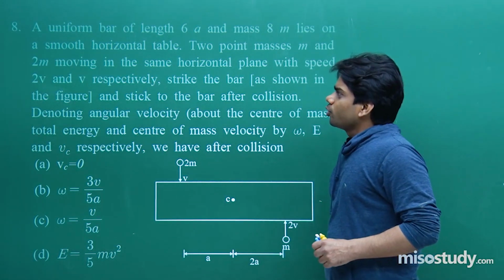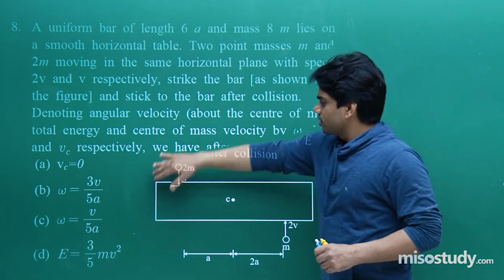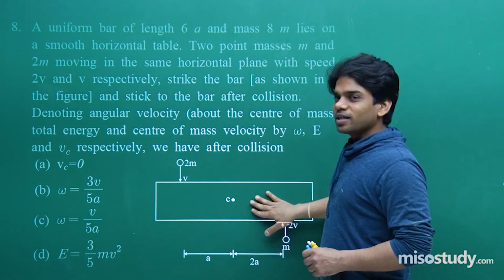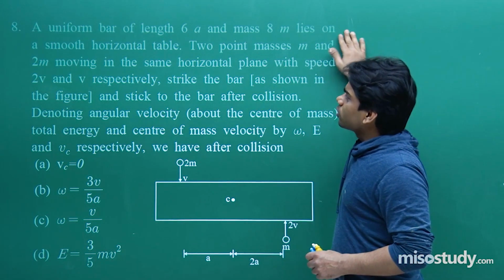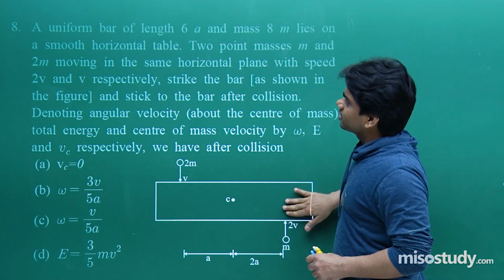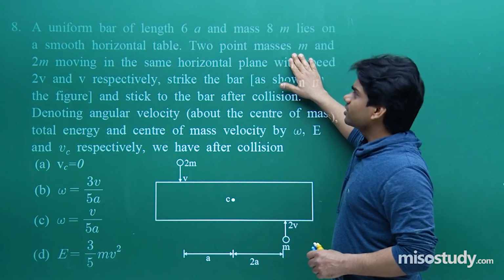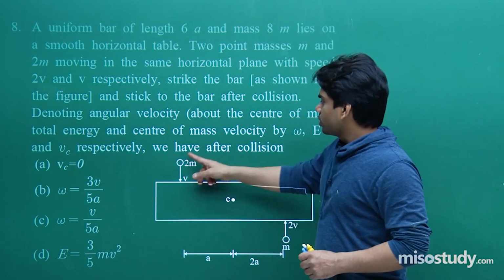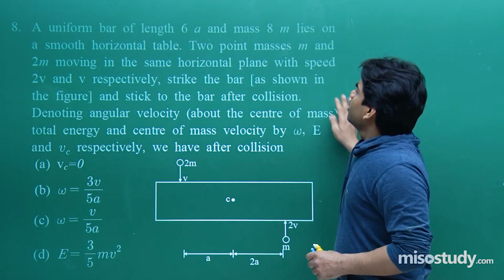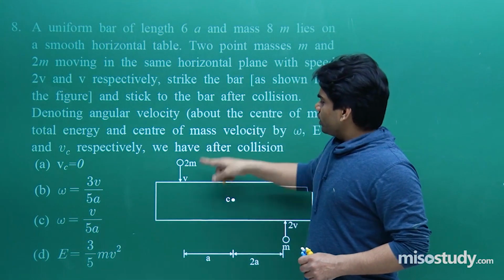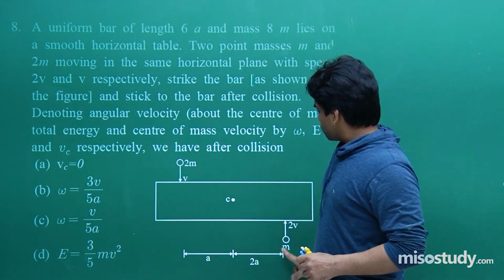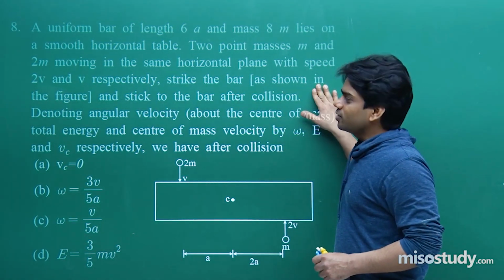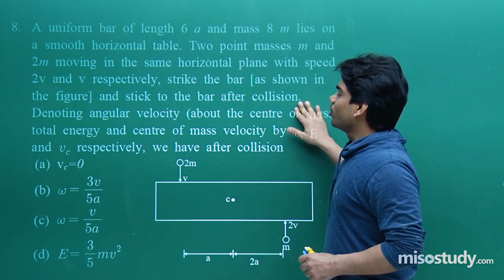Question 8: a uniform bar of length 6a and mass 8m. See that its mass is 8m, lies on a smooth horizontal table. Two point masses m and 2m are moving in the same horizontal plane with speeds 2v and v respectively. The mass m has speed 2v and the mass 2m has speed v. They strike the bar as shown in the figure and stick to the bar after collision.